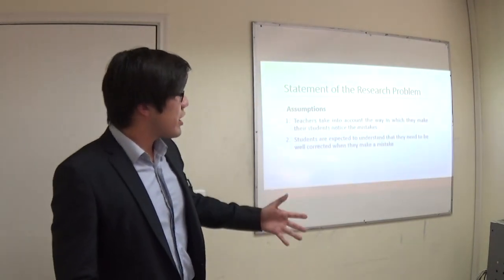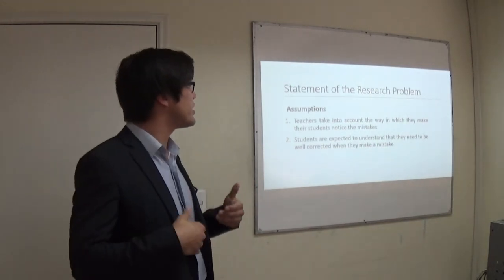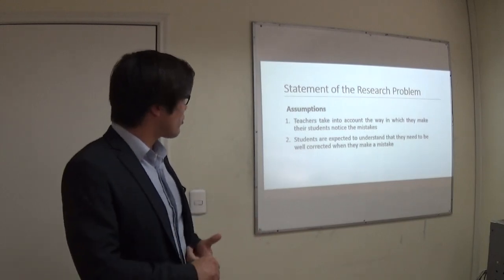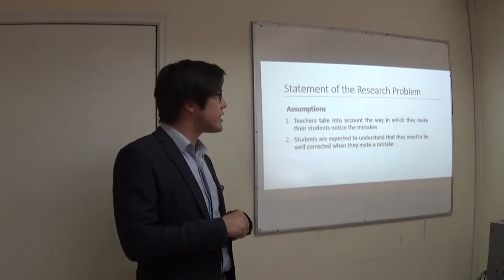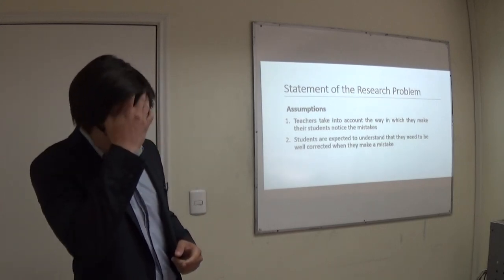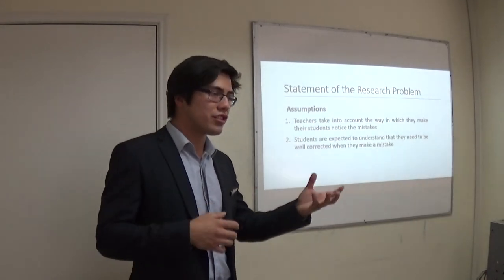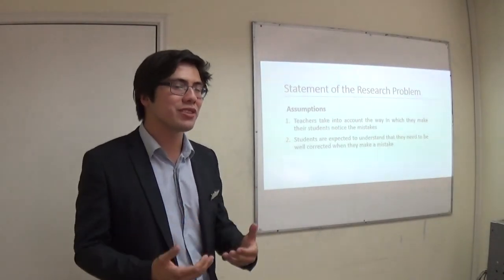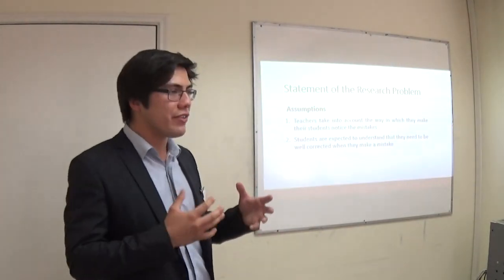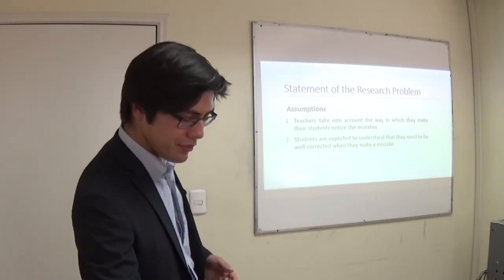The assumptions for this study are two. One for the teachers, which is that the teachers take into account the way in which they make their students notice the mistakes, and the second one for students, that students are expected to understand that they need to be well corrected when they make a mistake. The idea of these two assumptions is that teachers and students, the two main important parts of the class, create a sense of respect and awareness regarding these important factors that may have influence during classes.